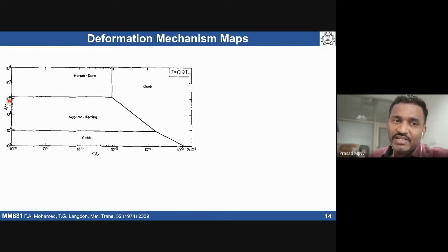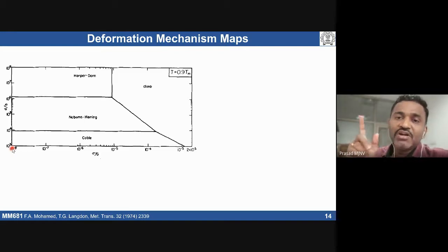At very coarse grains, we see Harper-Dorn creep. Nabarro-Herring creep comes below this Harper-Dorn creep, and below that we see Coble creep. What does it mean? If the grain size is finer and finer, Coble creep is the dominant mechanism. In very fine-grained nanocrystalline materials, Coble creep can take place very easily because the grain size dependence is d to the power of -3. The finer the grain size, the higher the creep rate.